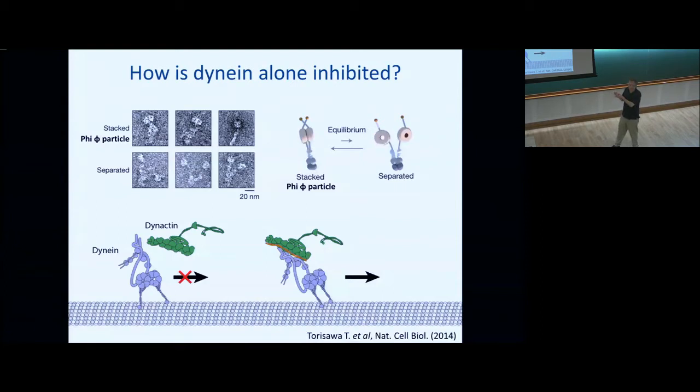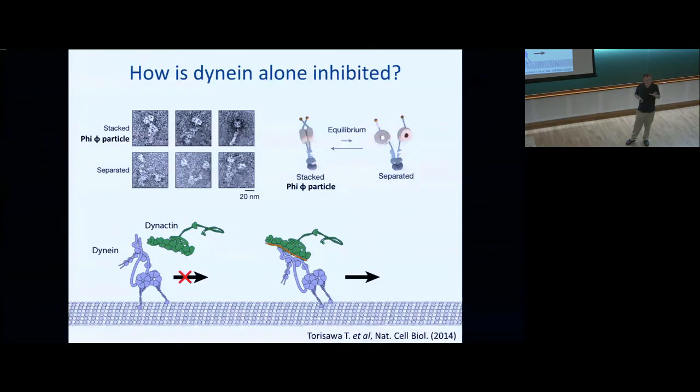They looked at just dynein on its own, and they saw that sometimes the motor domains were stacked together, and other times they were separated. And so what they suggested is that the stacked form is inhibited, it can't move, and then it can separate, it can perhaps take some steps, but then it goes back to the stacked form, so it can't move. So it's a sort of auto-inhibition of dynein.